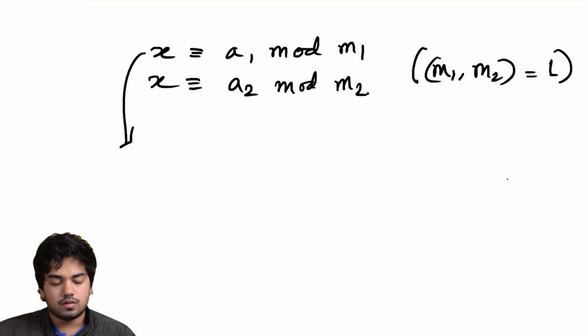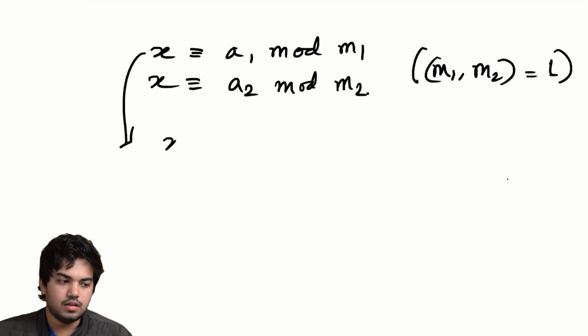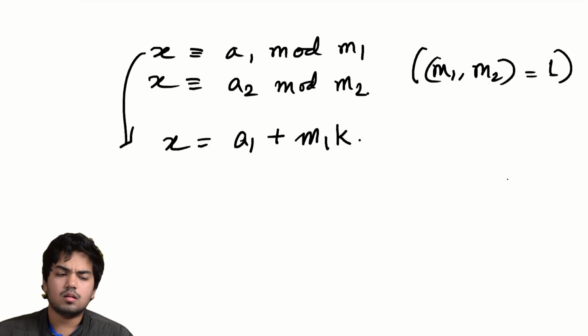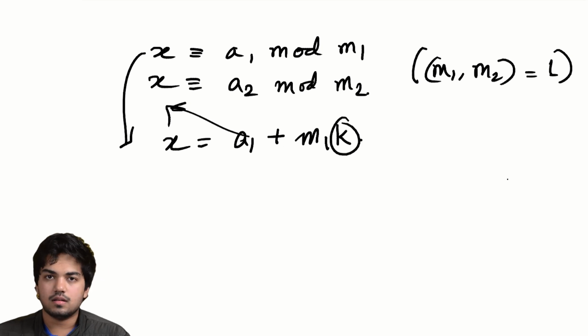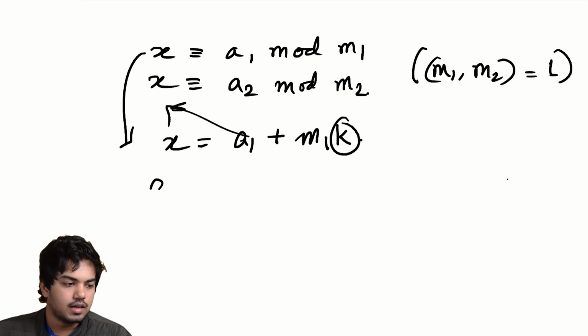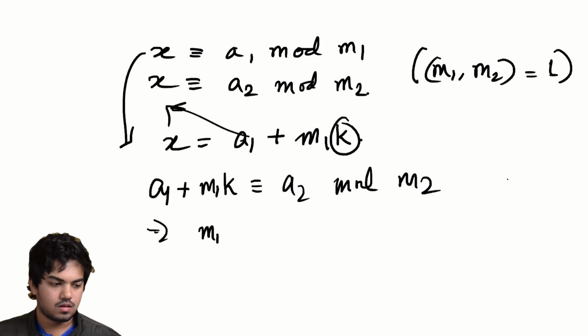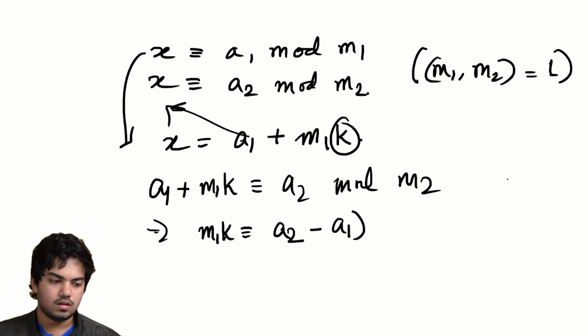What do numbers which are of the form a1 mod m1 look like? They look like a1 plus m1k for some k. The idea is to plug this number into this equation and find out something about k. Plug it in: a1 plus m1k congruent to a2 mod m2. Hence, m1k is congruent to a2 minus a1 mod m2.